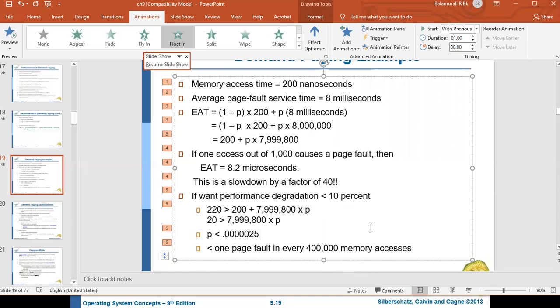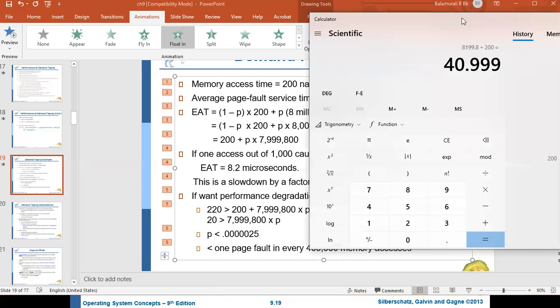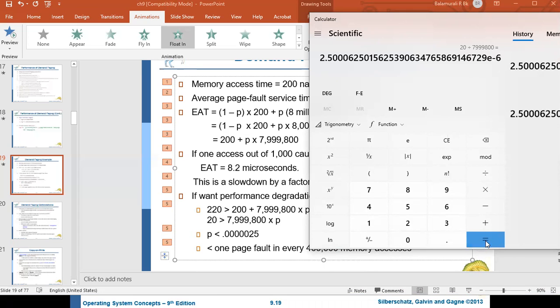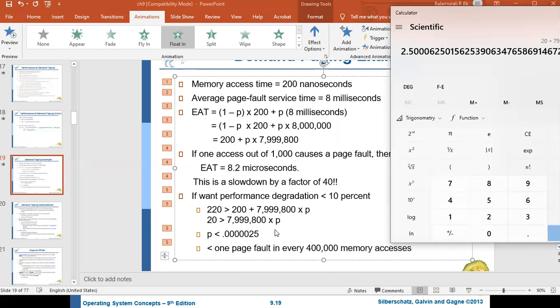So 20 divided by 7,999,800. Okay, it is coming in terms of e to the power minus 6, which is nothing but 0.000025. Okay, so it means the probability, the page fault rate value of P, should be this much. What does it mean? Value of P should be less than 0.0025.